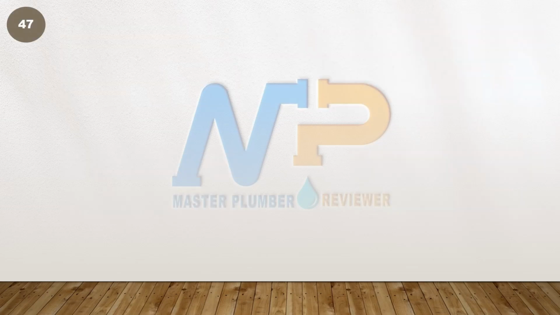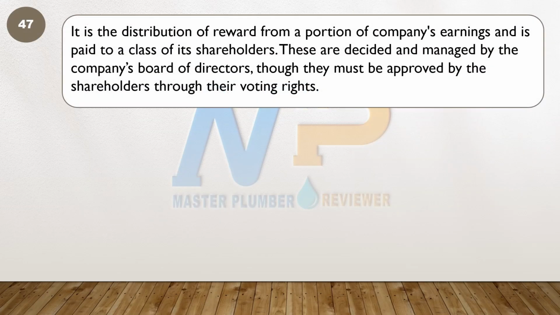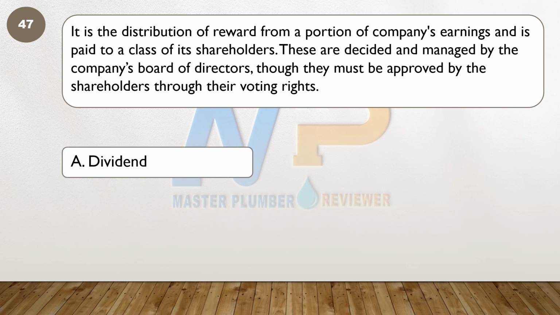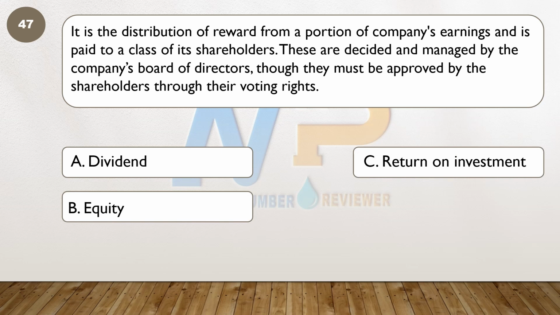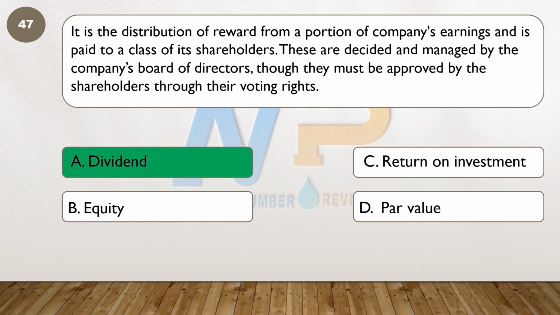Number 47. It is the distribution of reward from a portion of company's earnings and is paid to a class of its shareholders. These are decided and managed by the company's board of directors, though they must be approved by the shareholders through their voting rights. A. Dividend. B. Equity. C. Return on investment. D. PAR value. The answer. It's A. Dividend.